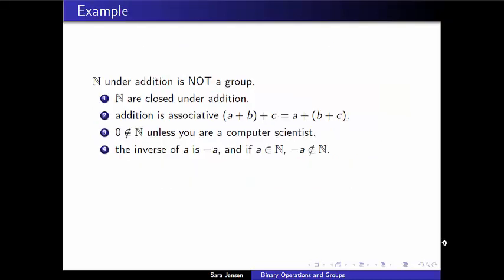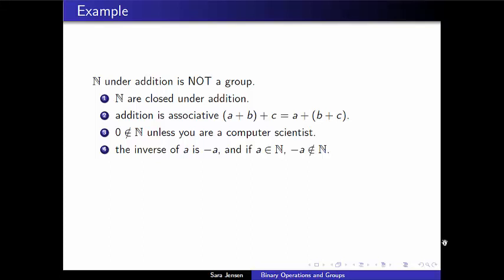So first, let's start with a non-example. The natural numbers under addition are not a group. Now the natural numbers are closed under addition. If we take any two natural numbers and add them together, we will get another natural number. And a fact that we're very comfortable with from grade school even is that addition is associative, and that holds on all number systems that we're familiar with: natural numbers, integers, rationals, etc.